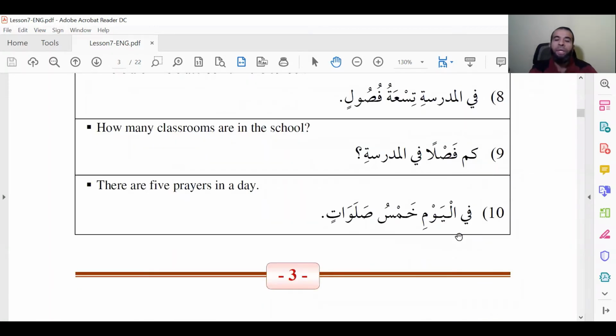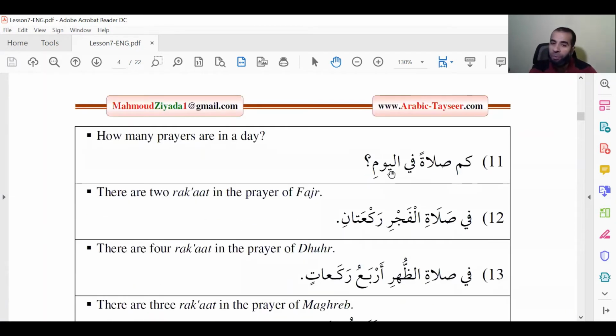10. في اليوم 5 صلوات. صلوات جمع صلاة. It's the plural of صلاة. في اليوم 5 صلوات. So how can the question be? كم how many prayers are in the day? كم صلوات or what? كم صلاة؟ صلاة. كم صلاة في اليوم؟ في اليوم 5 صلوات. الفجر، الظهر، العصر، المغرب، العشاء.